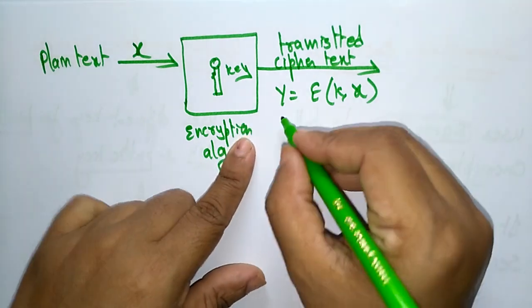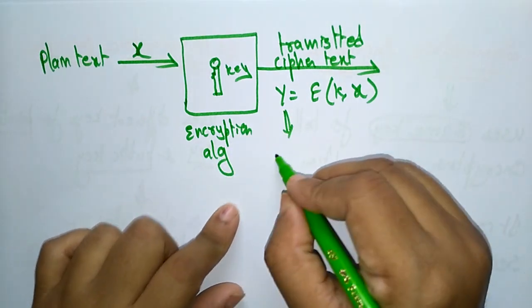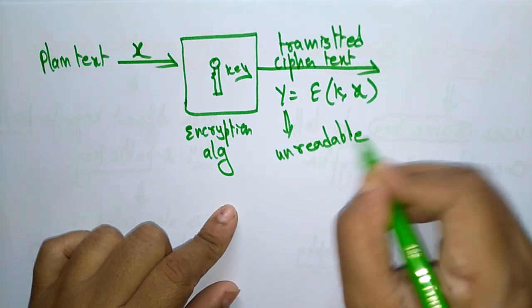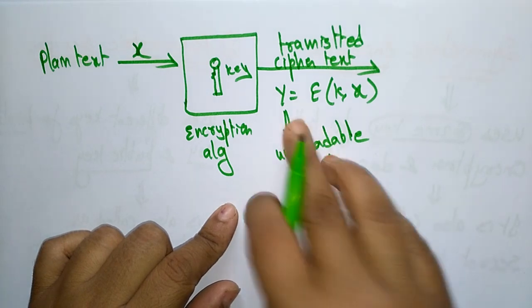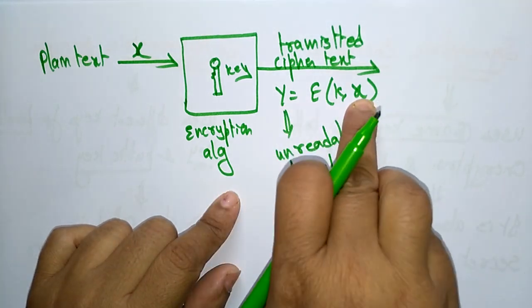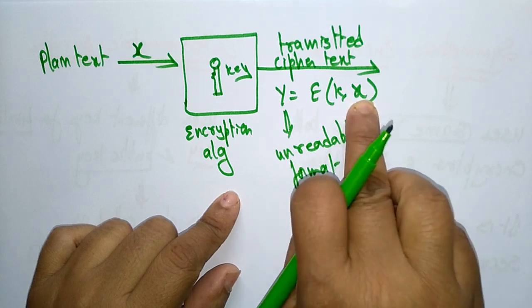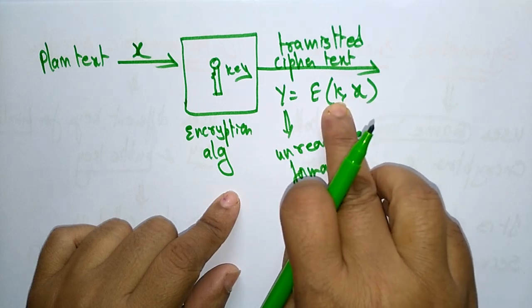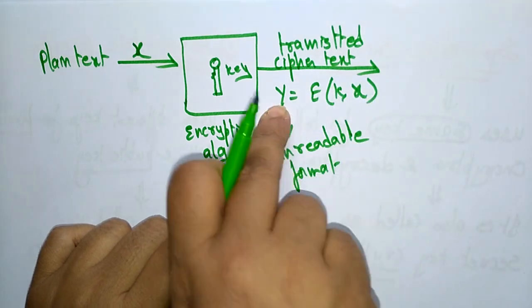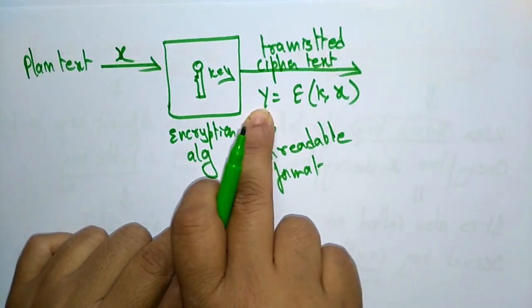So this Y is in unreadable format. Why is it in unreadable format? Because the original data, the plain text, is encrypted with the key value. So that data encrypted with the key will be stored in Y, which is in an unreadable format.